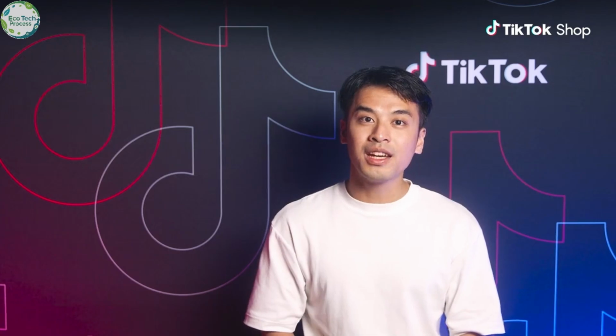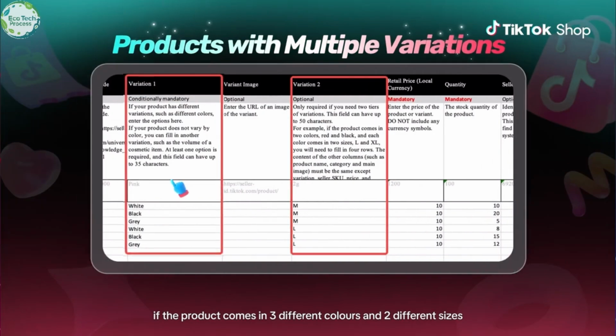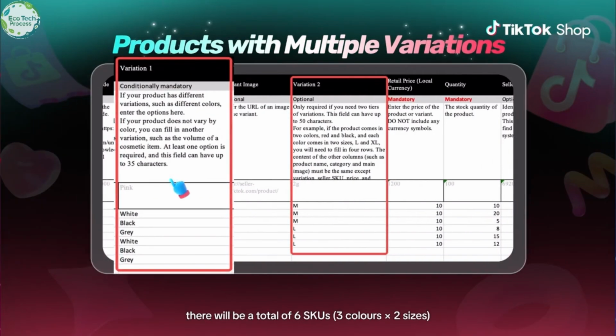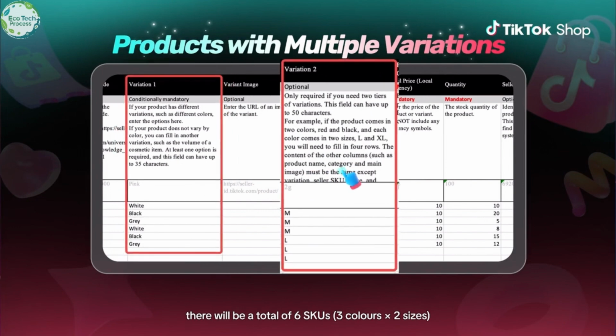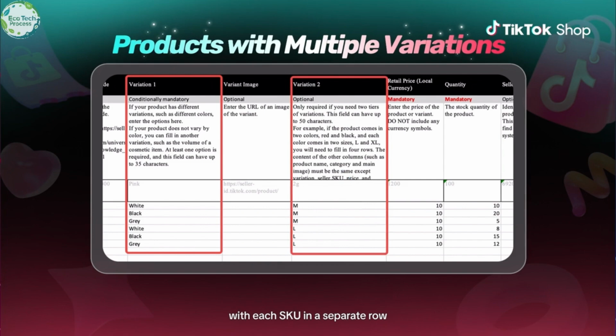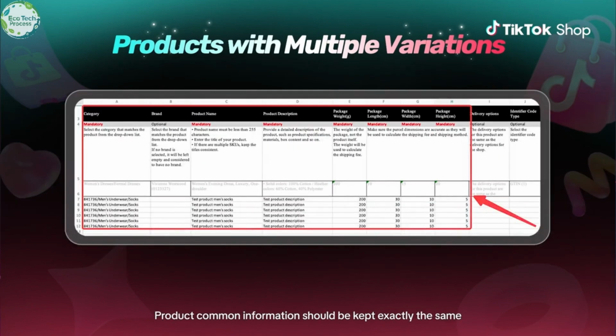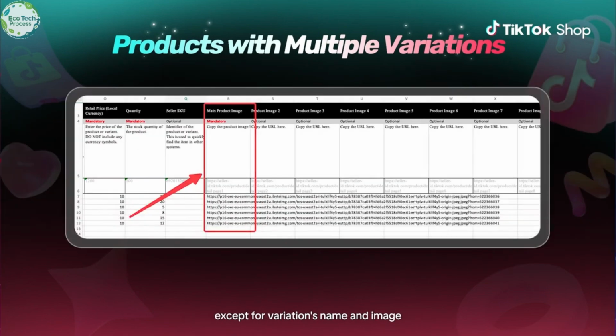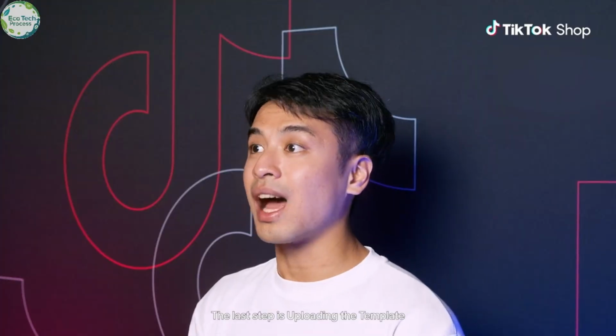For example, if the product comes in 3 different colors and 2 different sizes, there will be a total of 6 SKUs, 3 colors times 2 sizes, with each SKU in a separate row. Product common information should be kept exactly the same, except for the variation's name and image, retail price, quantity, and seller SKU. The last step is uploading the template.